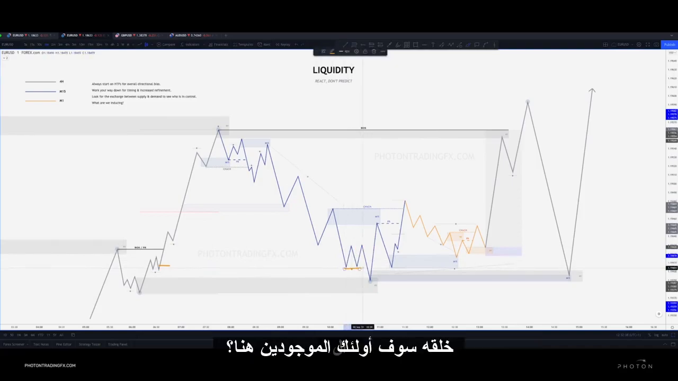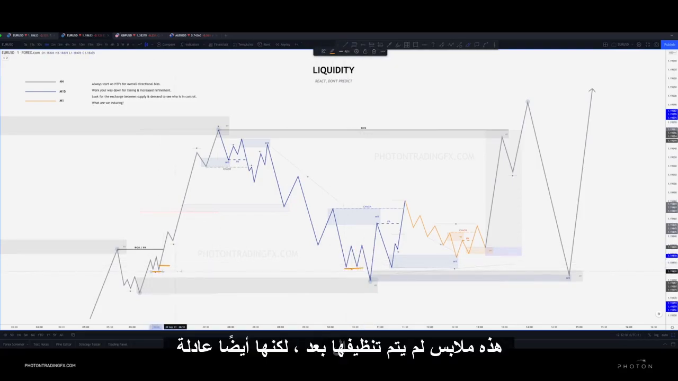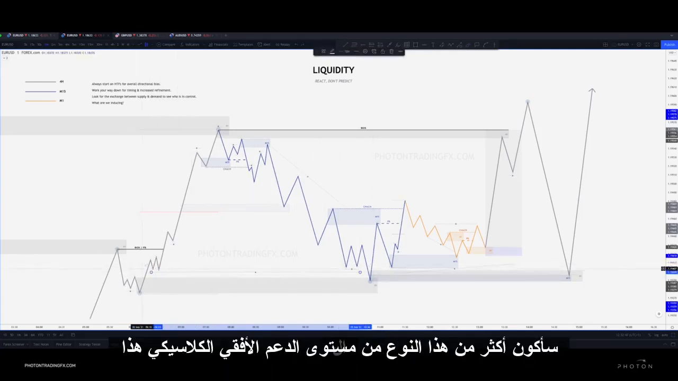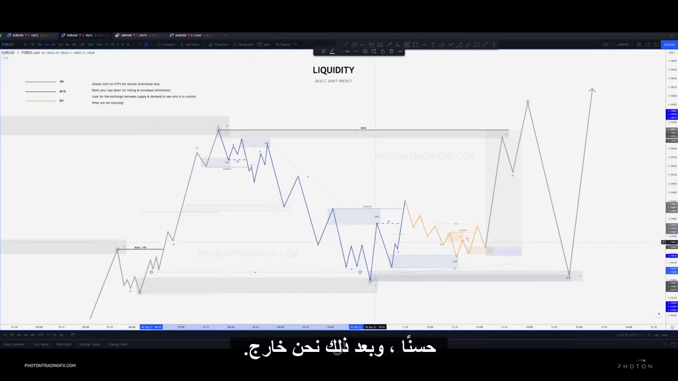And then what's that doing? It's creating equal lows here. These equal lows still haven't been swept, but then it's also creating that larger, bigger double bottom, right? It'll be more of that classic horizontal support level that's holding, and then eventually that goes right, and then we're off. So it's just happening fractally all over the market.